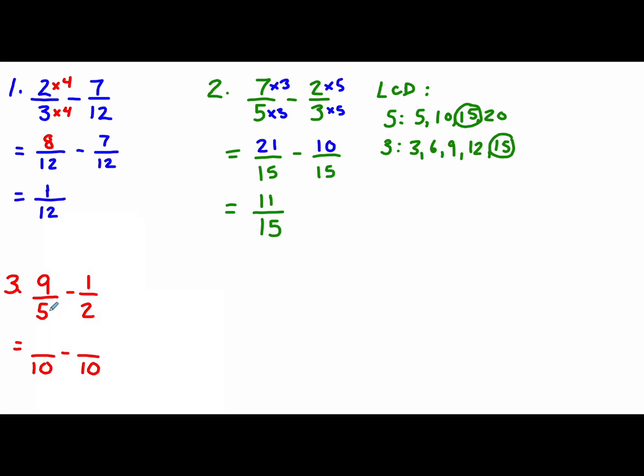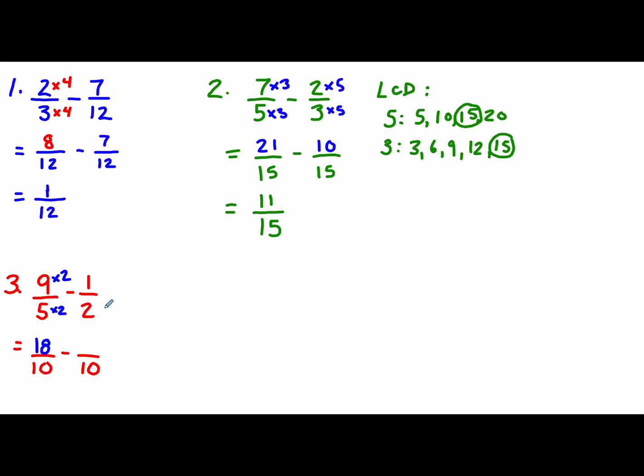So we ask ourselves, what do we multiply 5 by to get 10? Well, 5 times 2 is 10, so we must do the same thing to the numerator. So 9 times 2, and again, this will keep the fraction equivalent. 9 times 2 is 18. So 18 over 10 is equivalent or equal to 9 over 5.